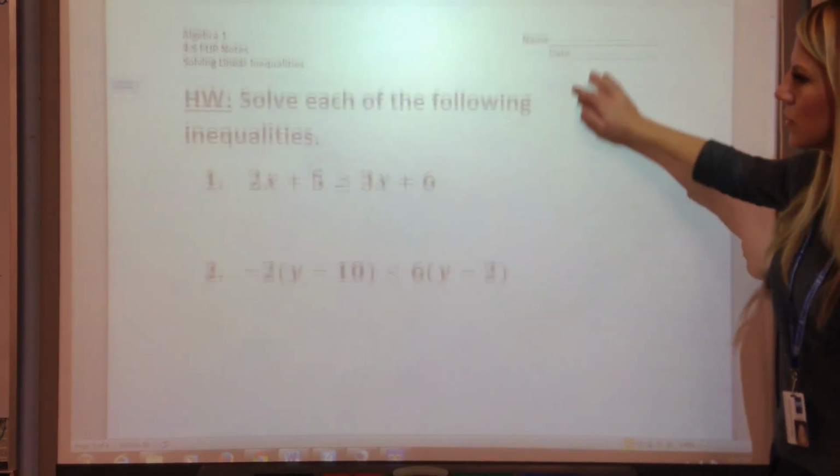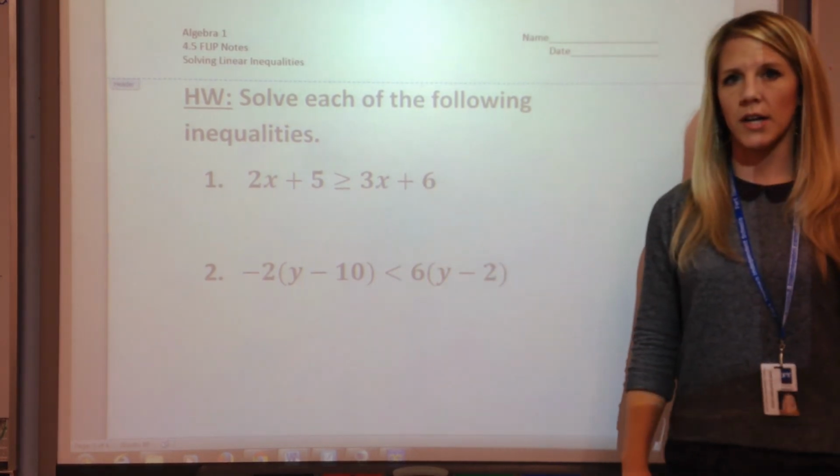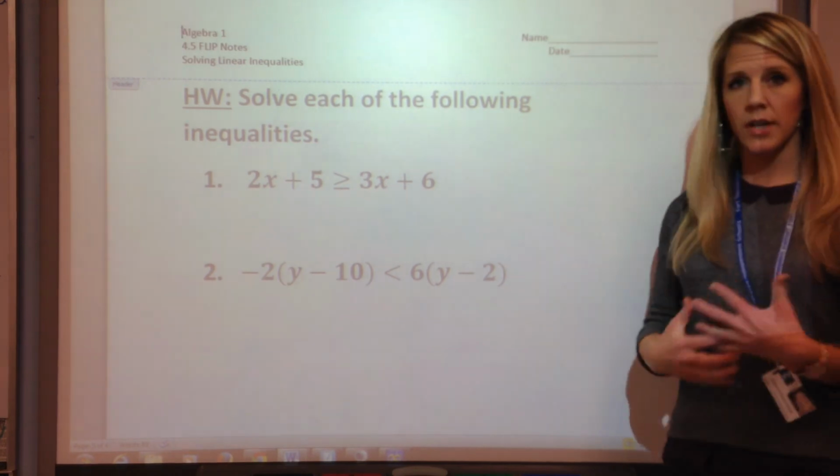All right, so here's your homework for tonight. You're going to solve each of these inequalities. You're going to bring it to class on Monday, and I will check them and we will go over them.